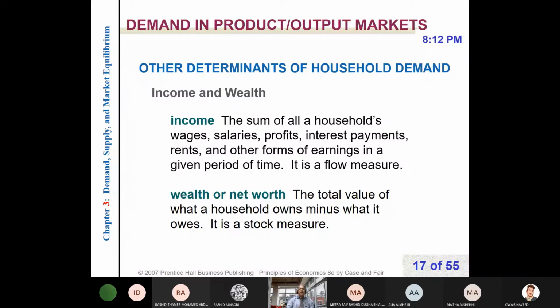Let's see what's the meaning of other factors. If you remember the slide read by Rashid al-Naqbi: income, wealth, prices of related goods, preferences, and the last one, expectation. Let's go through them. So Mira, safe, income.